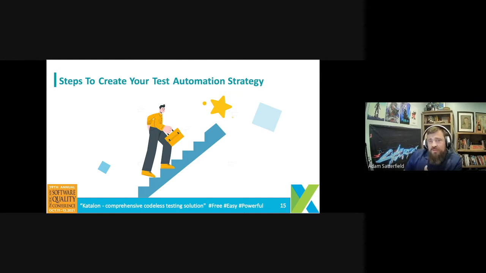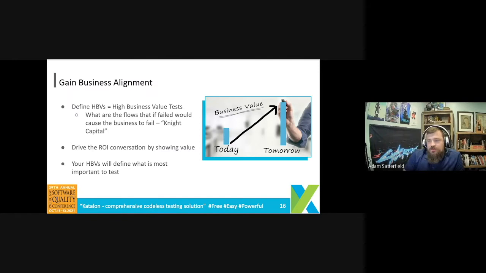So let's talk about the actual steps to create your test automation strategy. We want to be able to have some actionable items that we could take away here. So, what are some things you can do, leaving this talk, to help start creating your test automation strategy? So first is gaining business alignment.